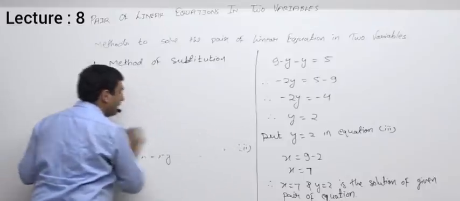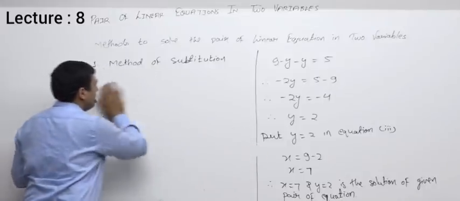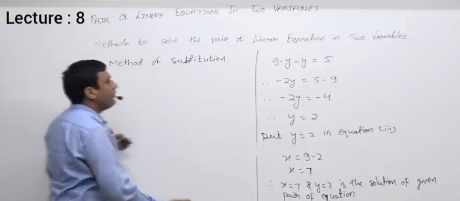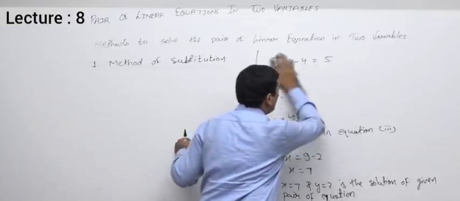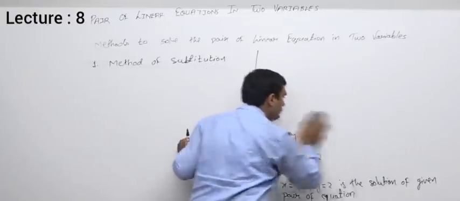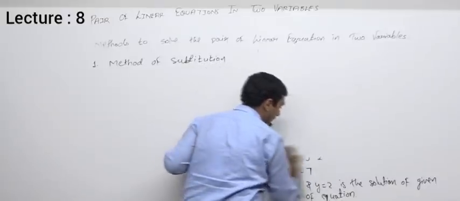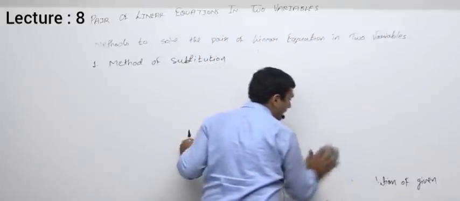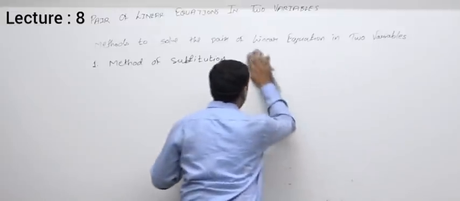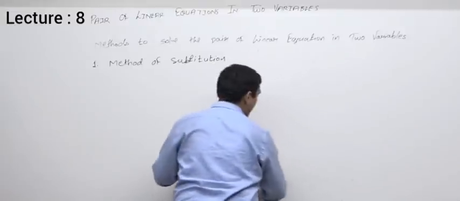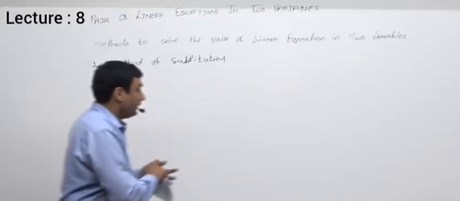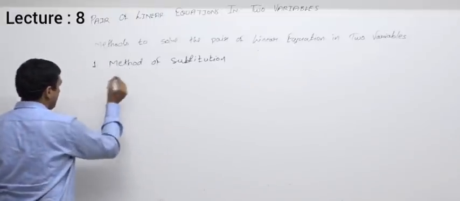Here, in the first example that I took, the coefficients of x and y were 1, and I took those coefficients intentionally. Okay, now I will take one example in which the coefficients of x and y won't be 1. So let us take one more example.